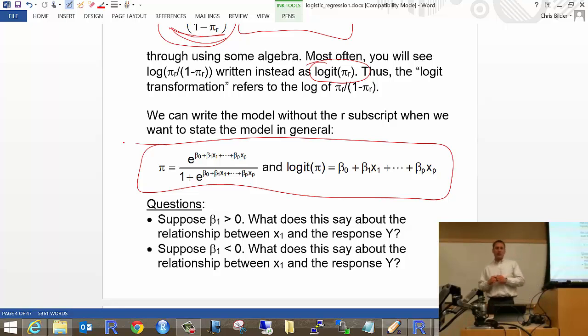So suppose that beta 1 is greater than 0. What's that say about the relationship between x1 and y? Do we still have a positive relationship, as we did with the normal linear regression model? Yes, we do. So what that means is as x increases, the probability of success increases as well. If beta 1 is less than 0, that says as x increases, the probability of success goes down.